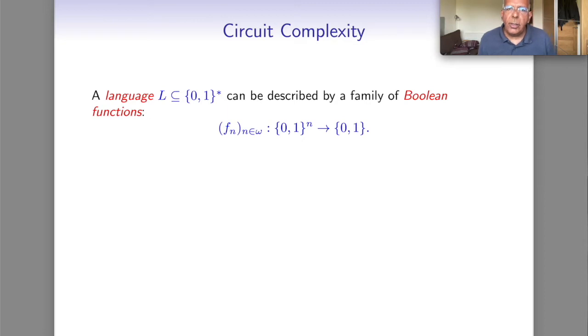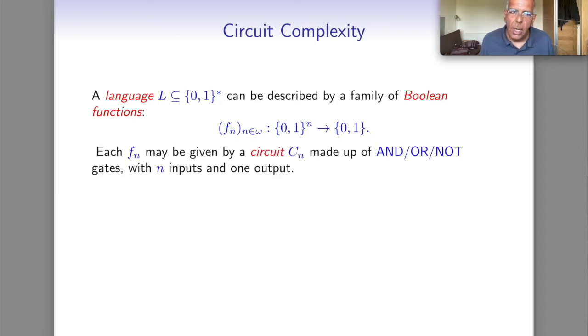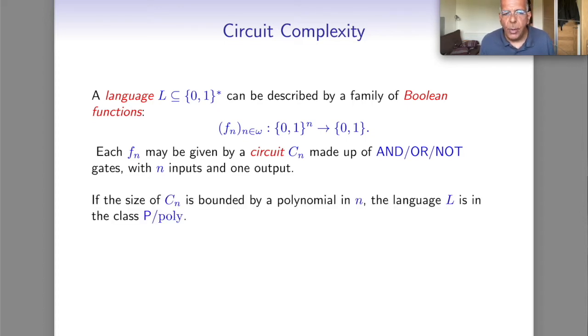Now, this leads to the study of circuit complexity, where we think of a language L, in other words, a collection of 0-1 strings, as being given by a family of Boolean functions, one for each possible length n. Now, any Boolean function can be given by a circuit made up of AND, OR, and NOT gates. If we can bound the size of the circuit by a polynomial in n, the number of inputs, then we say that this language L is in the class P/poly. This is the non-uniform version of P.